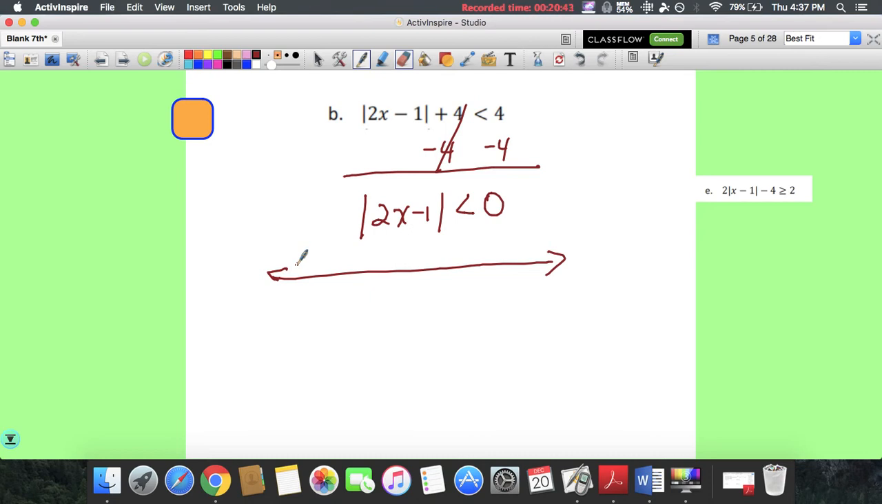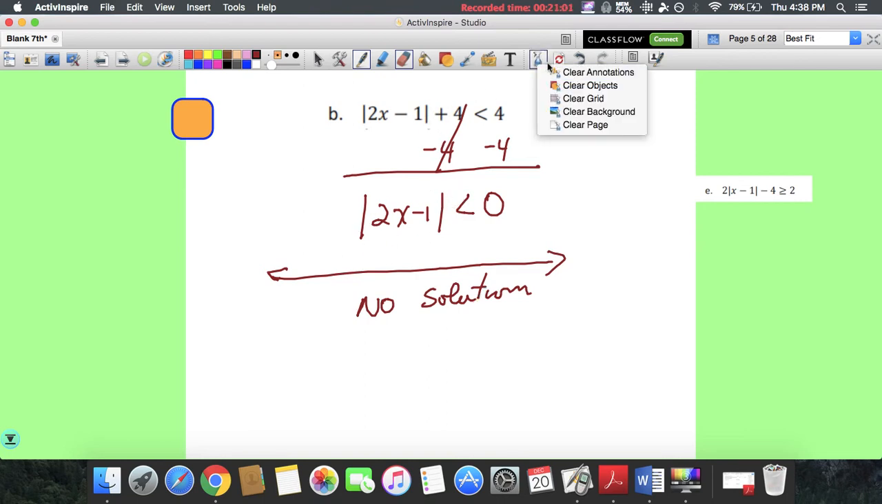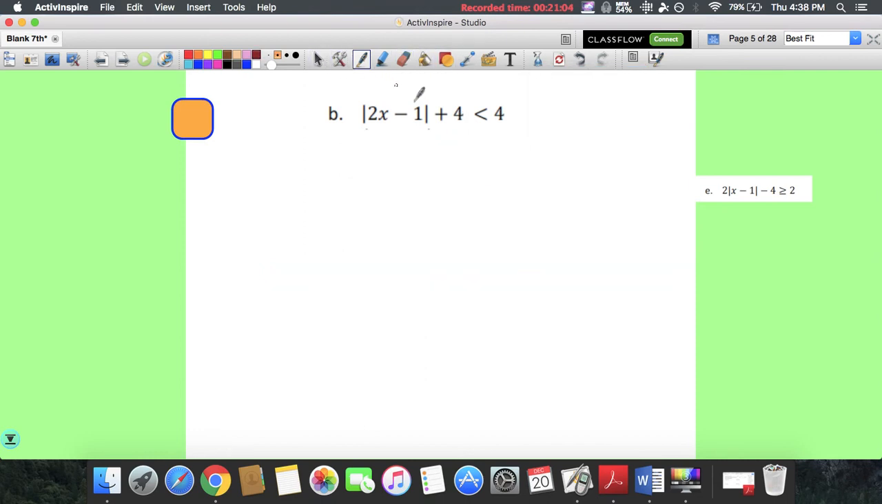No. So for this one, again, you can stop. And this would be no solution. And you can write your explanation at the bottom: because the absolute value of anything that I take will always be positive, and a positive number is always greater than 0, therefore this will never happen. Okay, so there was a point to that problem.